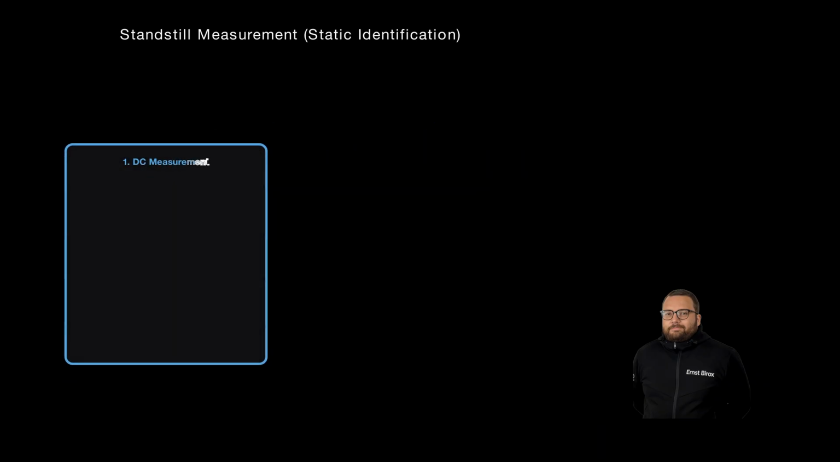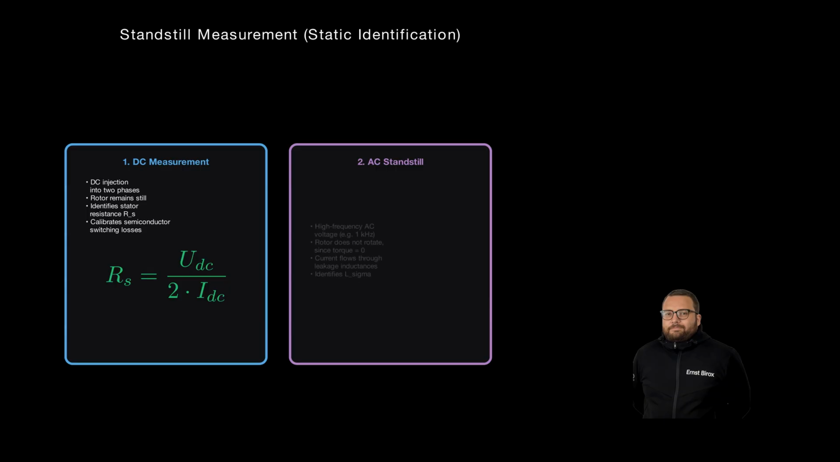Parameter identification begins at standstill. This is advantageous because the load can remain coupled. First, the DC measurement is performed. Next, the inverter injects a high-frequency single-phase AC voltage. Due to the high frequency, the motor does not rotate. The total leakage inductance is calculated from the reactance.